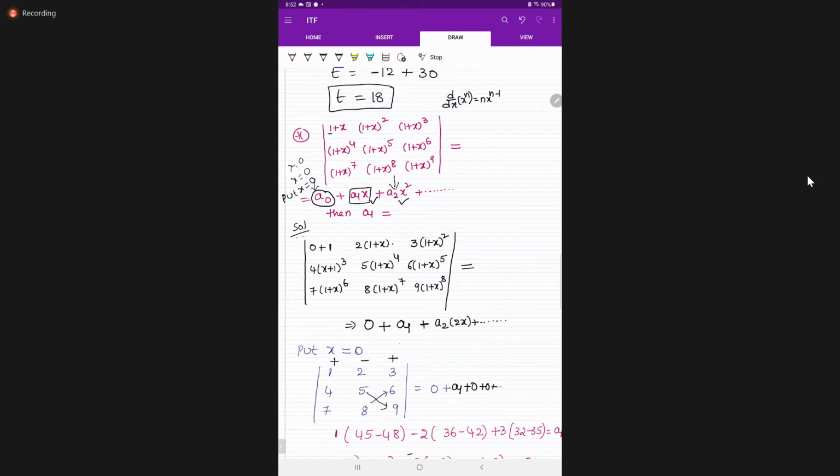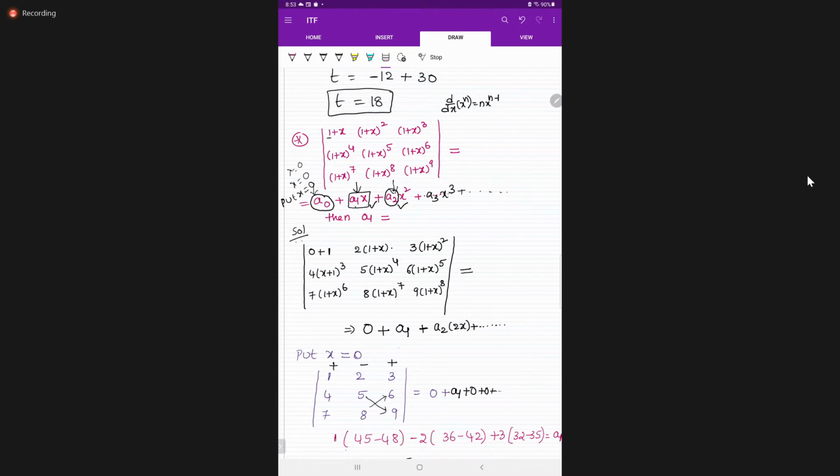So in this problem, you want A1 means first differentiate each and every row. After that substitute x is equal to 0. Then you can get A1. You want A2 means 2 times differentiate, 2 times, not 1 time, 2 times differentiate. After that substitute x is equal to 0. Then you can get A2 value. Next, you want A3 x cube means 3 times differentiate. After that substitute x is equal to 0. Then you can get A3. Like that you can find out remaining terms also. Is it clear, students, all of you?